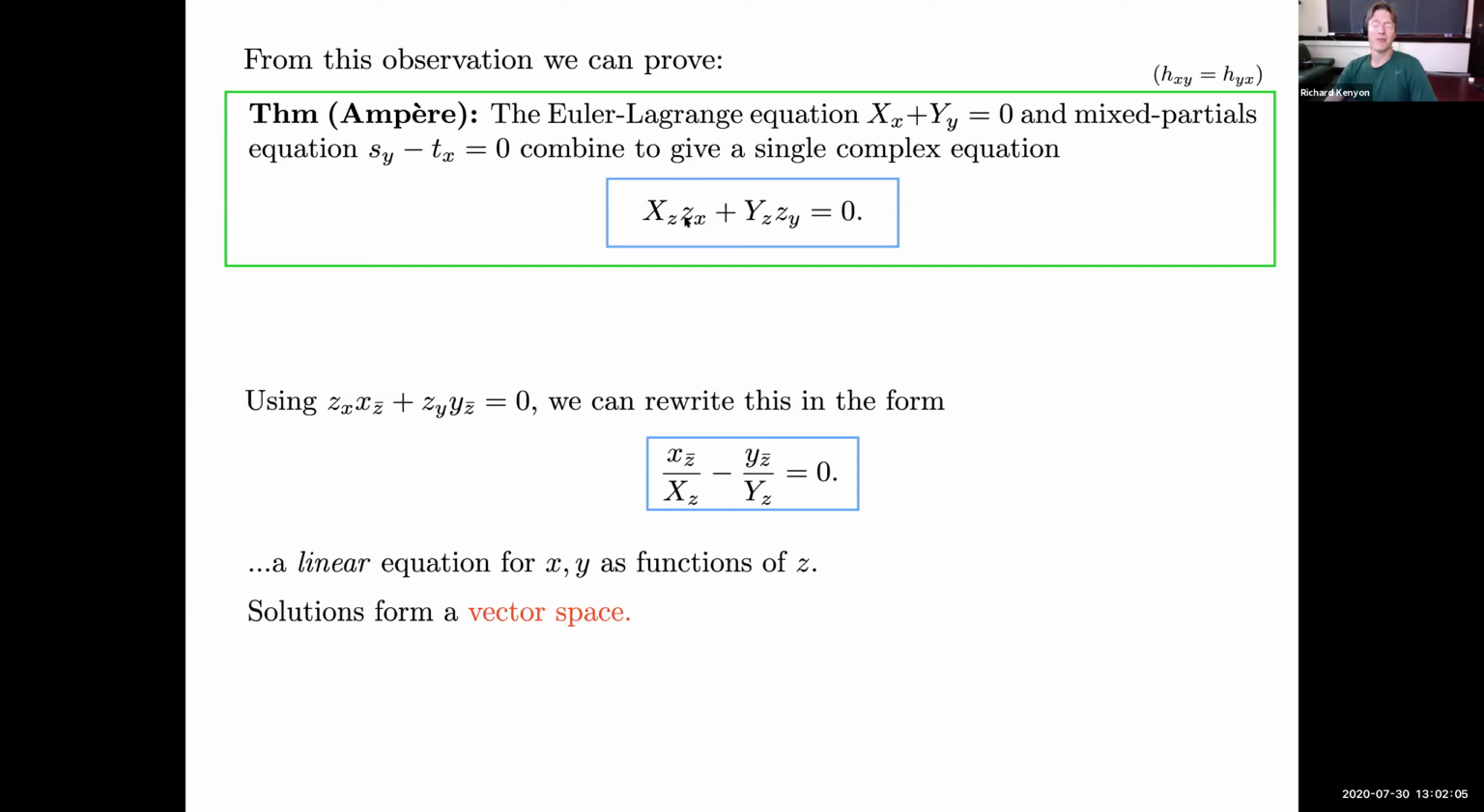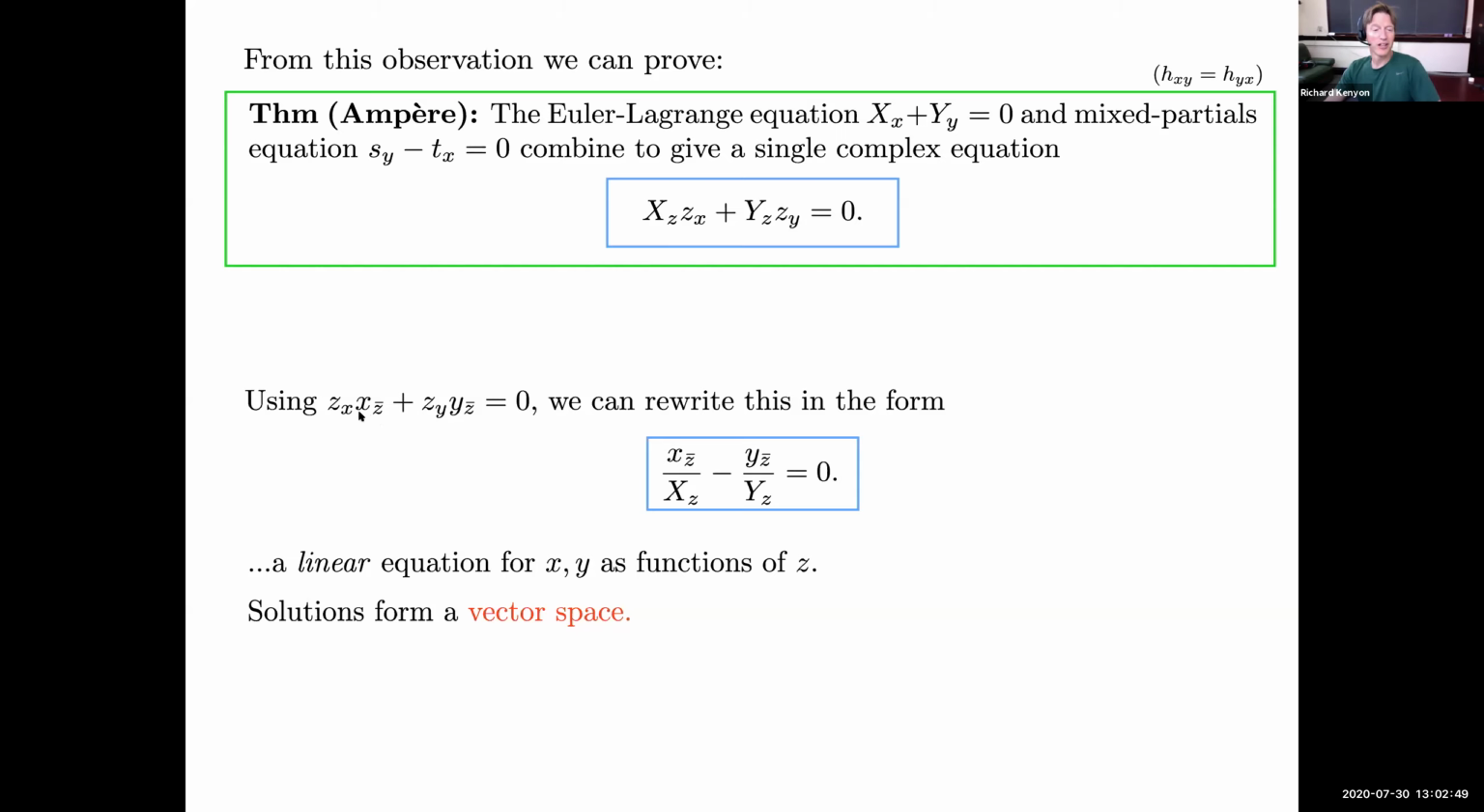This is a first order PDE for z as a function of x and y, and the coefficients here, however, are potentially complicated functions of z and also z bar. So even though it's a first order PDE, it's not necessarily simple to solve still. However, there's one more simple trick, which is to invert the dependent variable and the independent variable. So now instead of thinking of z as a function of x and y, we can think of x and y as functions of z.